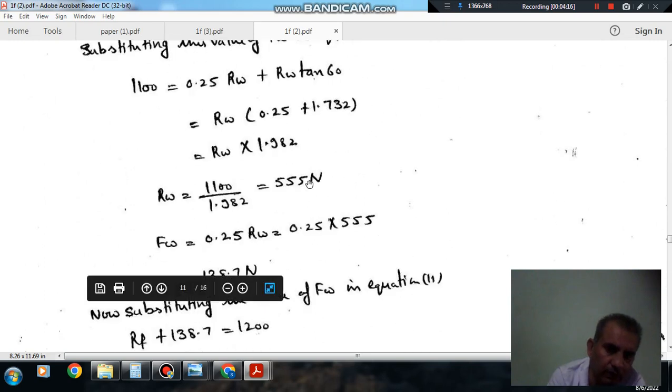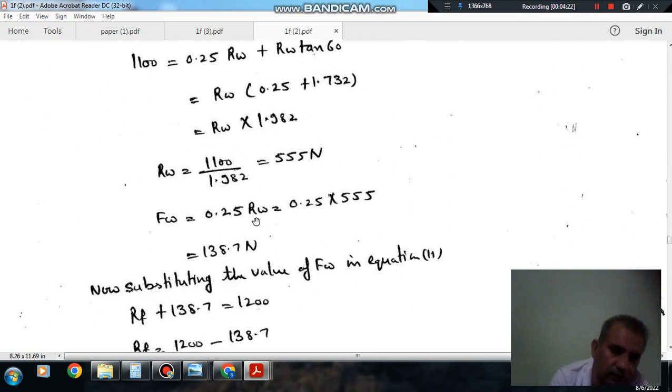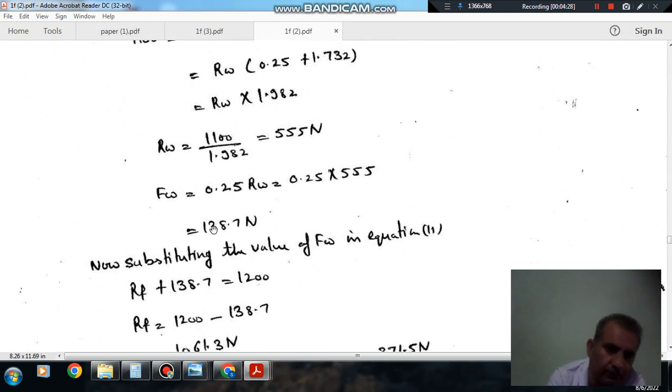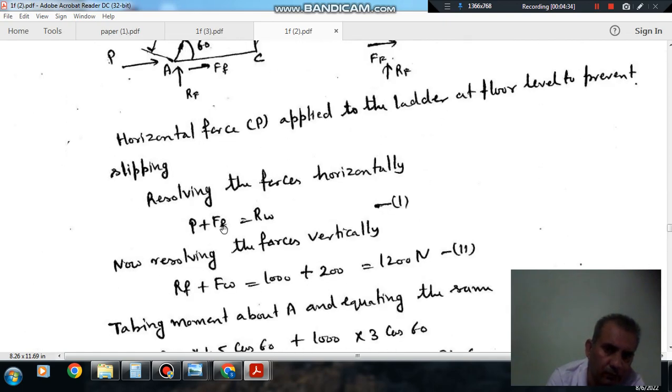So RW will be 555 Newton, and if we know the value of RW then we can find out FW, that is 0.25 RW, so that will be 138.7 Newton. Now we have FW, we have RW, so by the force balance equation we have FW.